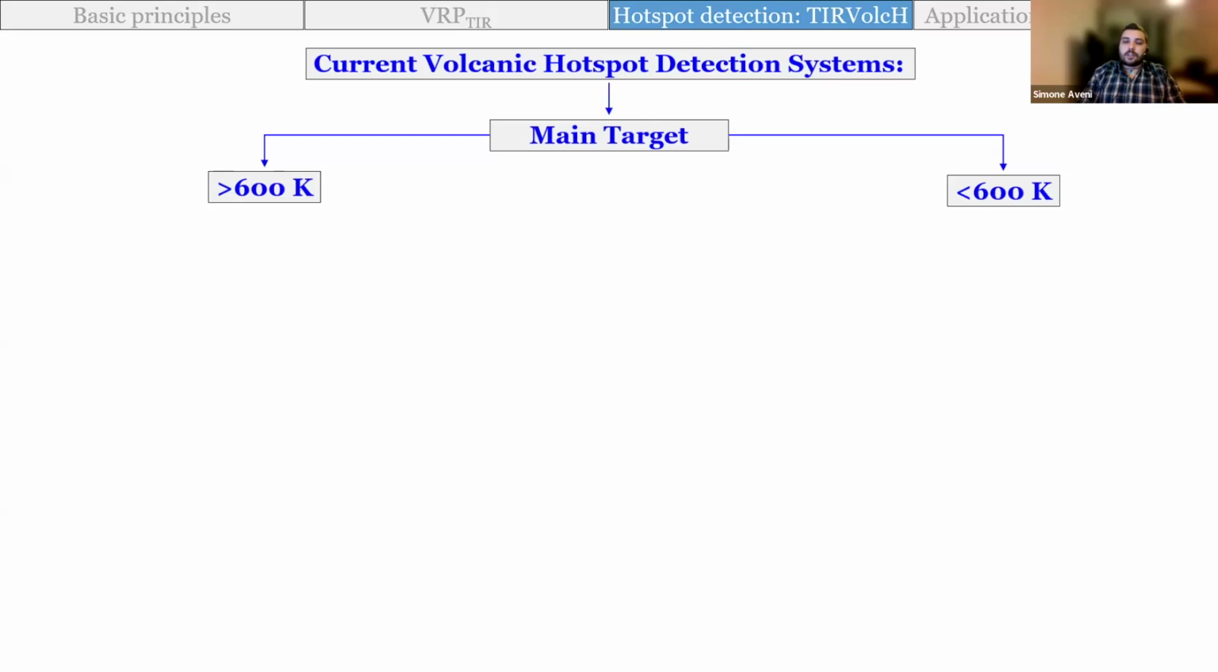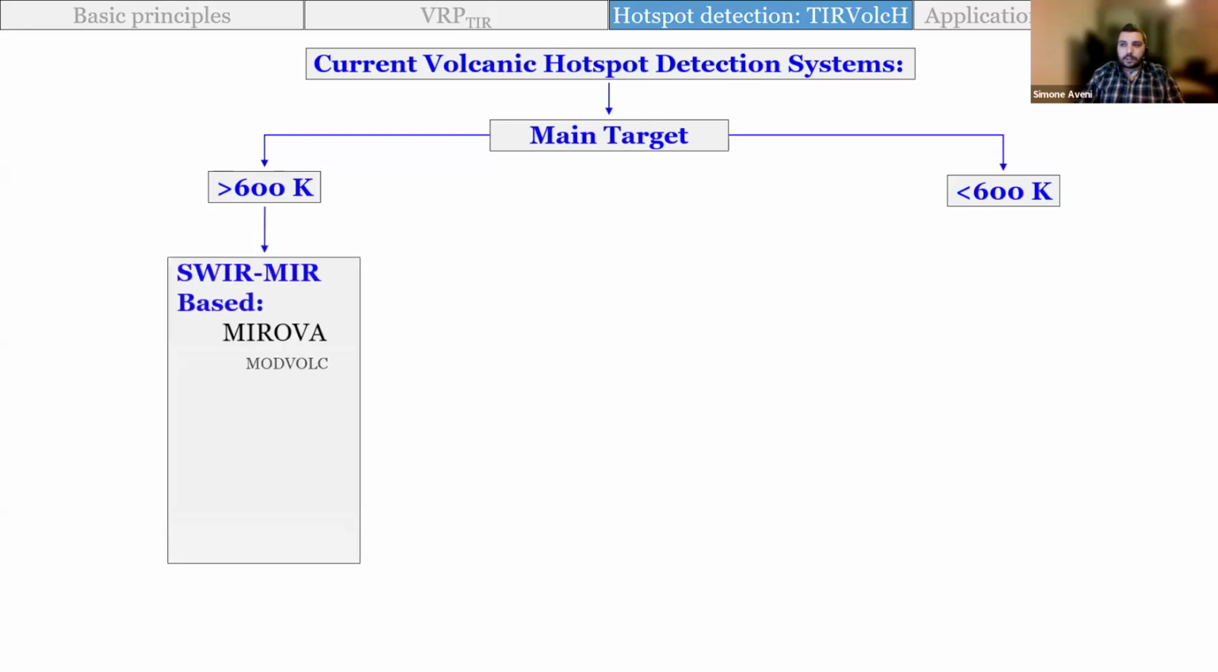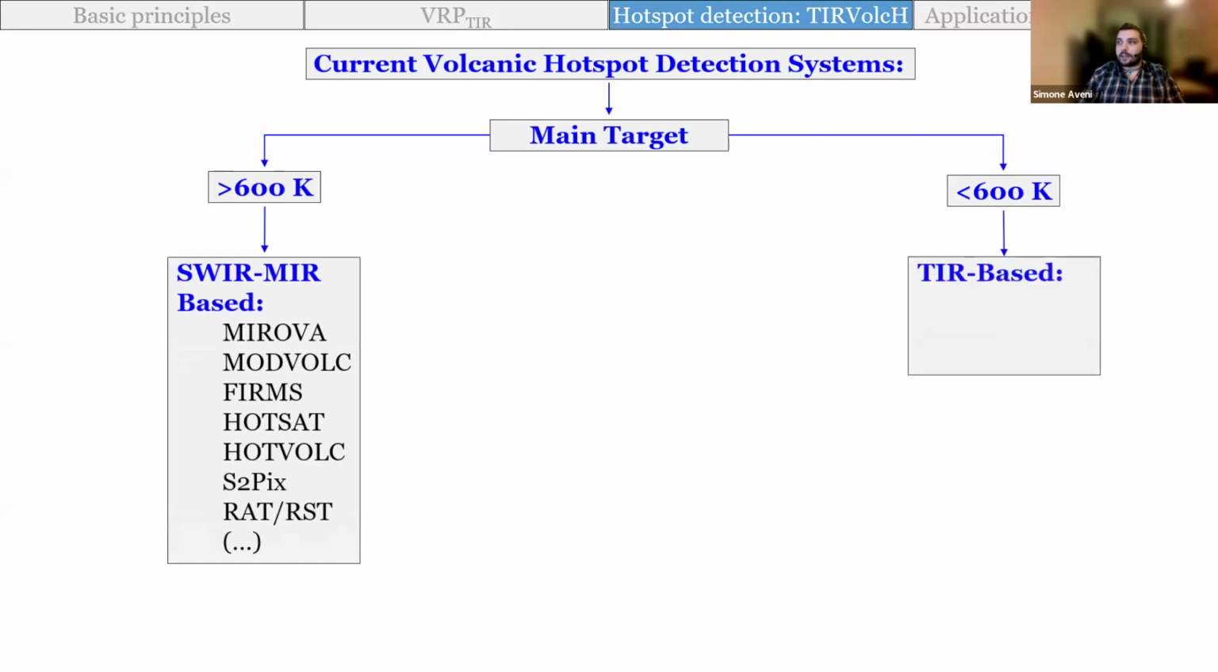So when it comes to the hot temperature ones, of course, for the reasons that we saw previously, these are based on shortwave infrared and mid-infrared channels. And you might be familiar with some of these algorithms. So you've got MIROVA, MODVOLC, FIRMS, HotSat, and many more. When it then comes to below 600 Kelvin, these are thermal infrared based, and we have fewer algorithms that target these thermal features. So why is that?